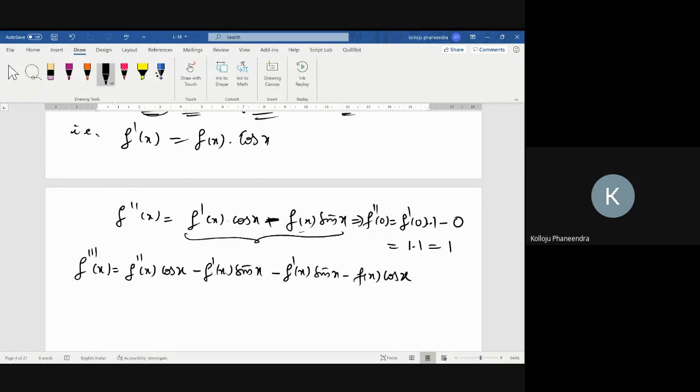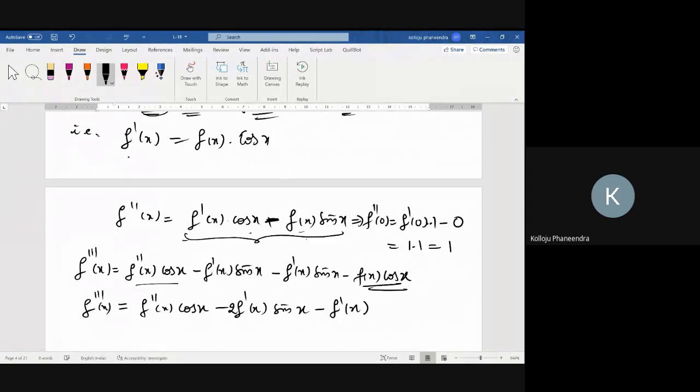Now let me simplify this. Coming to the double derivative, what are the terms? f dash cos x, it is there. f of x sin x, it is not there. So let me write it as well: f double dash x cos x, f dash x sin x, and only f of x cos x I know. These two are the same, so 2 into f dash x sin x minus f of x cos x. This is the f triple derivative.